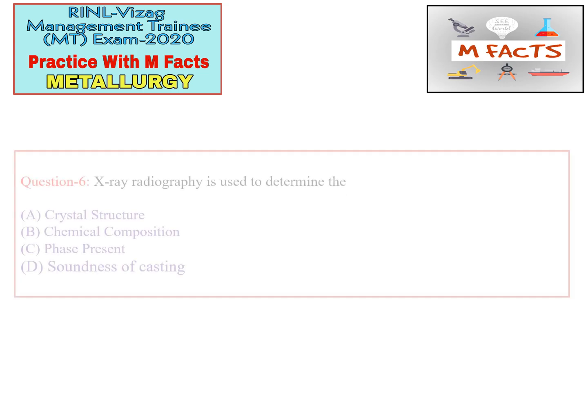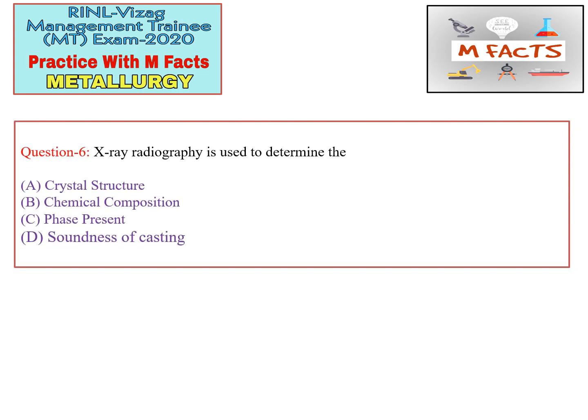The next question is: X-ray radiography is used to determine the... This question is related to X-ray radiography. Whenever we posted this question on our Facebook and Instagram page, we saw that many people chose the wrong option. As soon as they see X-ray, they choose the option crystal structure. But X-ray radiography is basically an NDT technique. We will see NDT, non-destructive testing, in detail in one video.